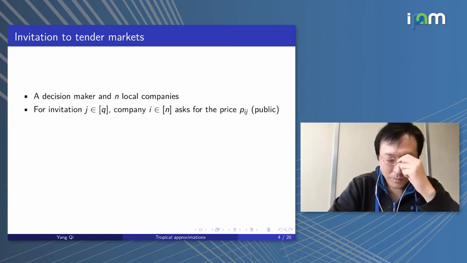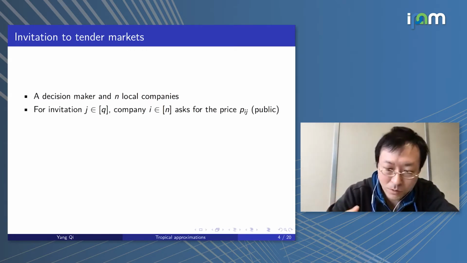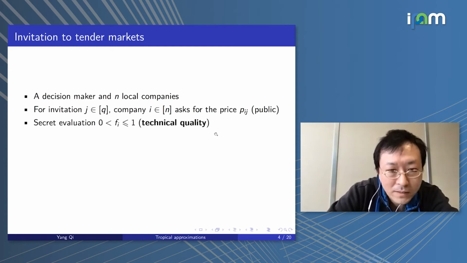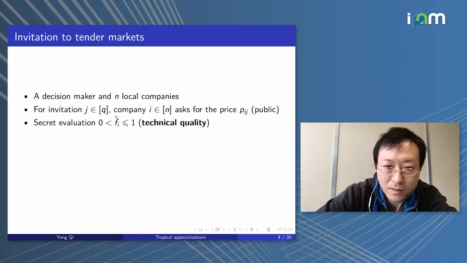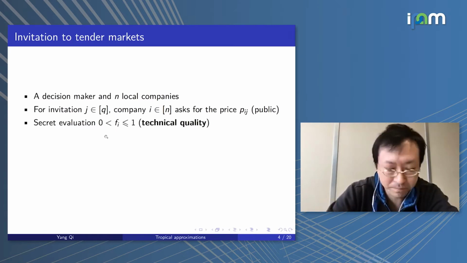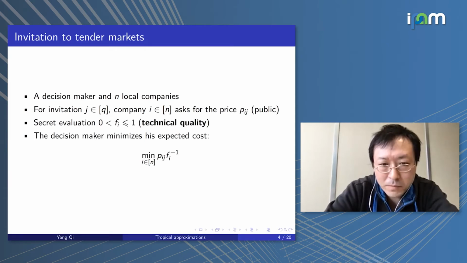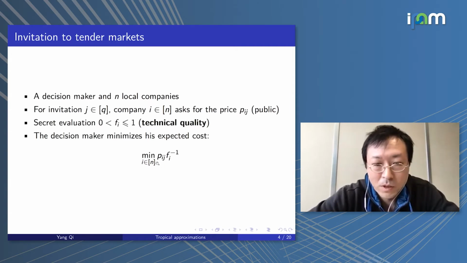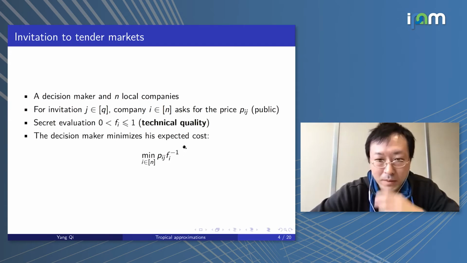The decision maker wants to choose the best offer. Here the best offer depends on two factors. The first one is the price matrix, and the second one is some hidden information. It's some estimate of the technical quality of each company, but this is only private to the decision maker. The other people don't know. So what the decision maker does is minimize the expected cost, which is the minimum of Pij divided by Fi. Here we can see that the larger Fi is, the better the technical quality estimate of company I.